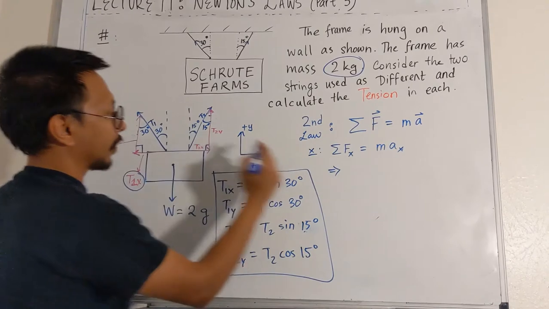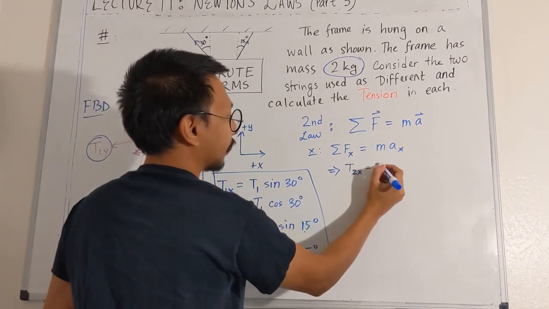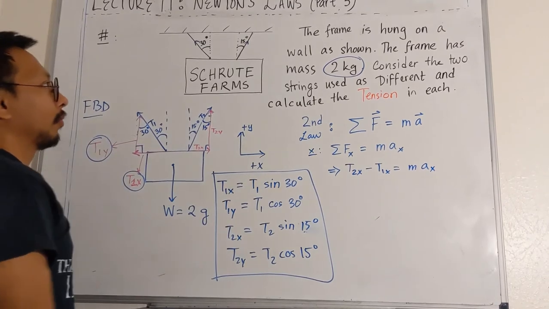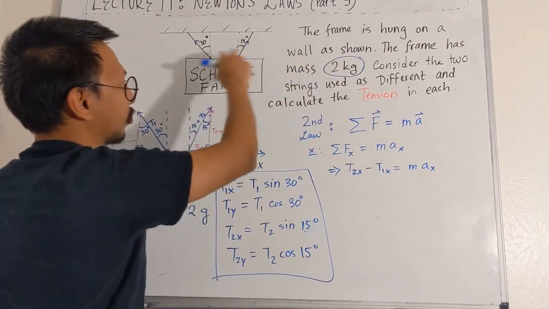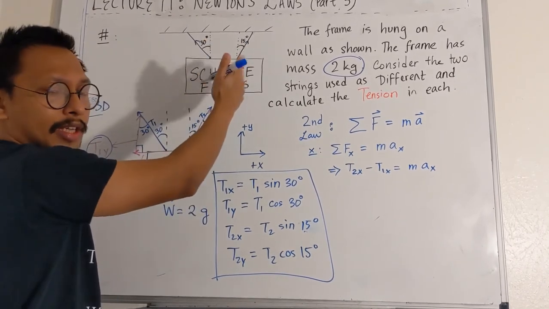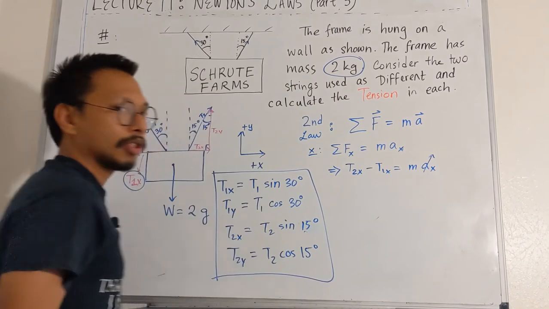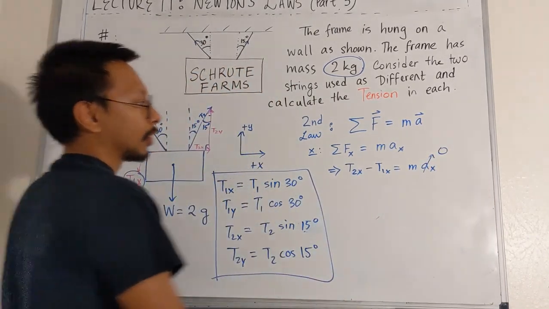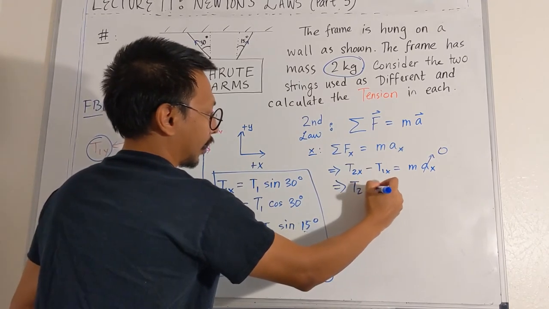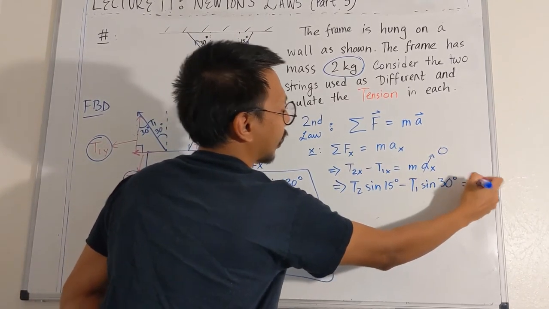T2x is going in the positive x direction, hence a positive sign in front of it. T1x is going in the negative x direction, so a negative sign in front of it: T2x minus T1x is equal to mass times acceleration in the x direction. Now this frame is not said to be moving, it is just said that the frame is hung. So when a frame is hung, it is basically stationary at that point unless you choose to move it. Since it is stationary, we can directly say that it has no acceleration. So both components of acceleration, x and y components, are 0. So on this side we have 0. What is T2x? T2x is T2 sine 15, minus T1x, which is T1 sine 30, and that is equal to 0.